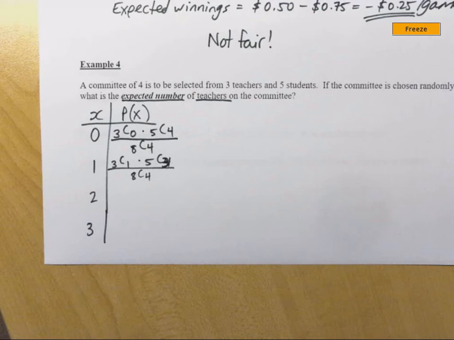5 choose 2 times 3 choose 2. Whoops, going too fast. 5 choose 2 times 3 choose 2. Oh, it's also 30 over 70 times 2. Don't forget I'm multiplying x times the answer to this, P(x), right? For each one, x times P(x). Last one is 5 choose 0 times 3 choose 3. Well, that's 1 out of 70 times 3. And if we add all of those answers up, we should get our answer here.